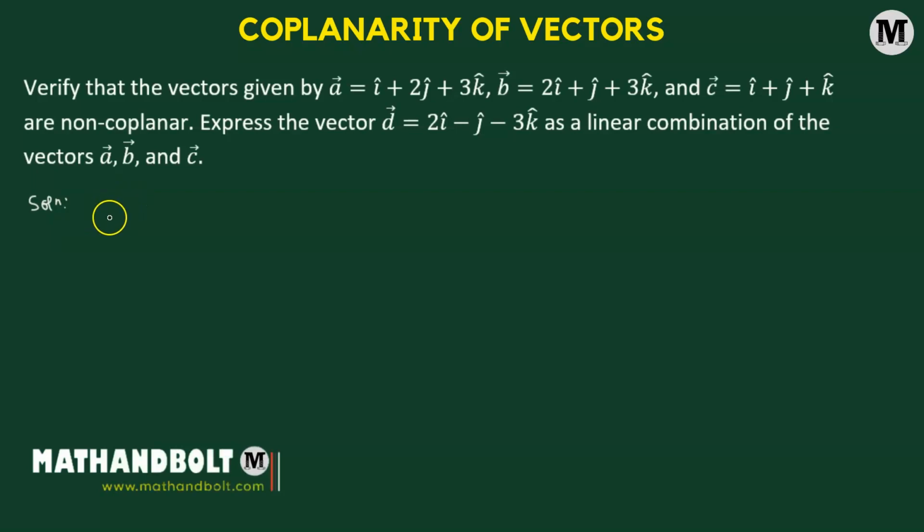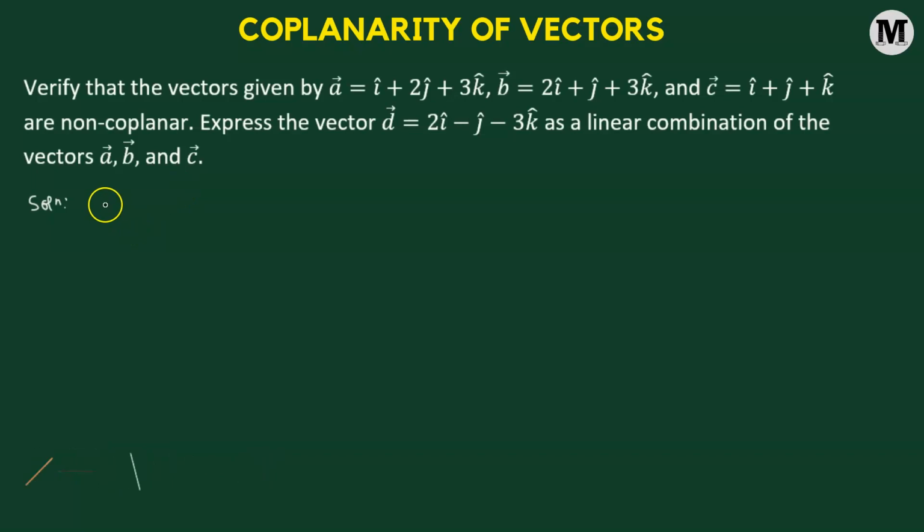We'll start with the proof part here. Now we'll try to check that A, B and C are non-coplanar. But to prove this, first we are going to go with a contradiction. We're going to suppose that A vector, B vector and C vector, let's say these three vectors are actually coplanar. That means if they are coplanar, we can take any one of the vectors and express it as a linear combination of the other two vectors.